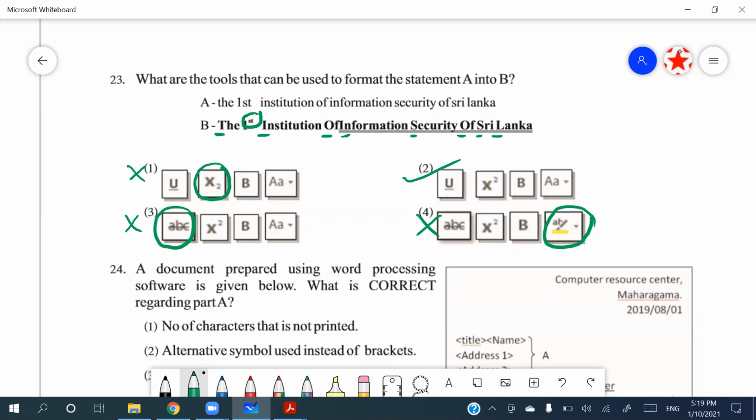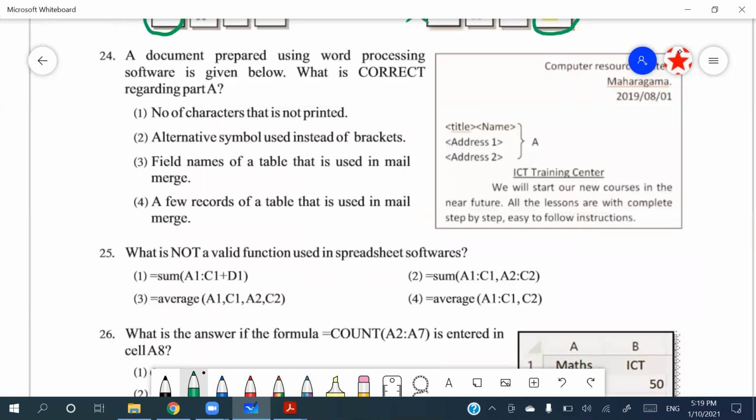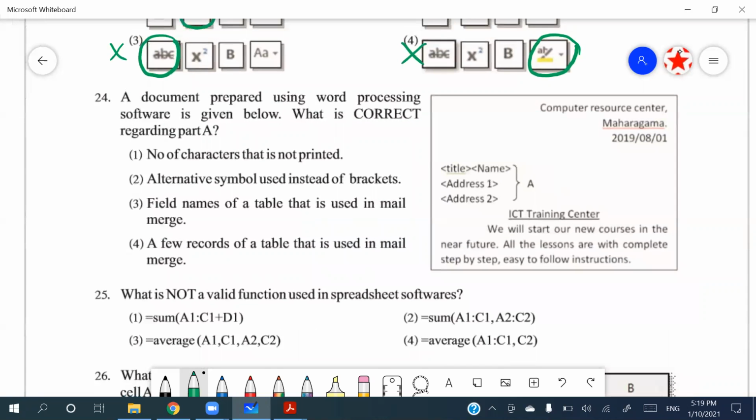And 24th, a document prepared using word processing software is given below. What is the correct statement regarding part A? Part A, yeah, that means this. So when you're seeing something like this, you should get the idea this is about the mail merge, right?